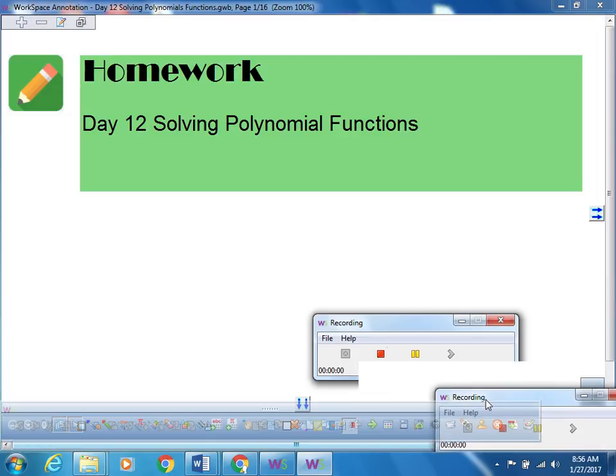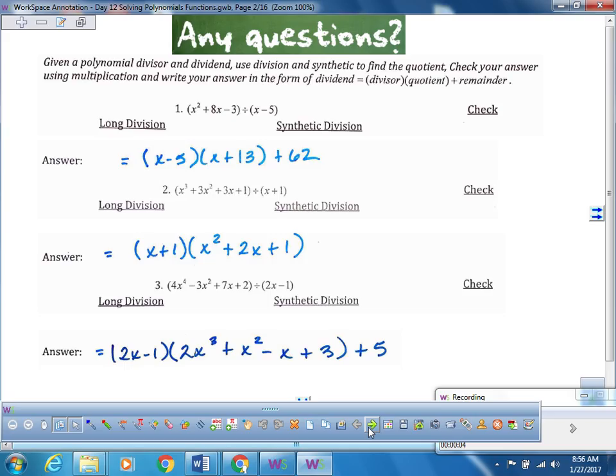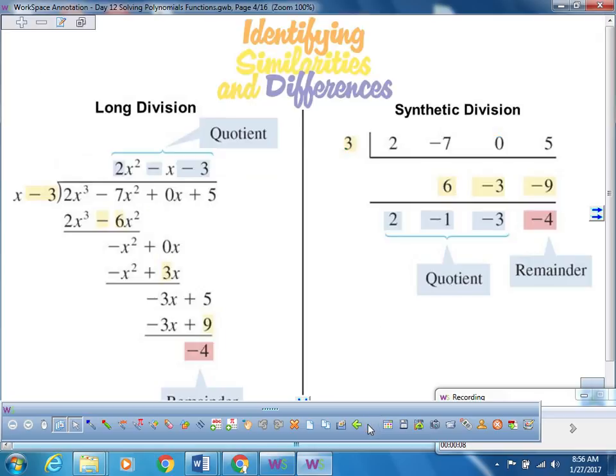Today we're going to solve polynomial functions. So we're going to kind of put everything together. I'm going to come back and look at homework answers at the very end. But remember yesterday we were looking at the difference between long division and synthetic division, right? So which one do you guys like better?